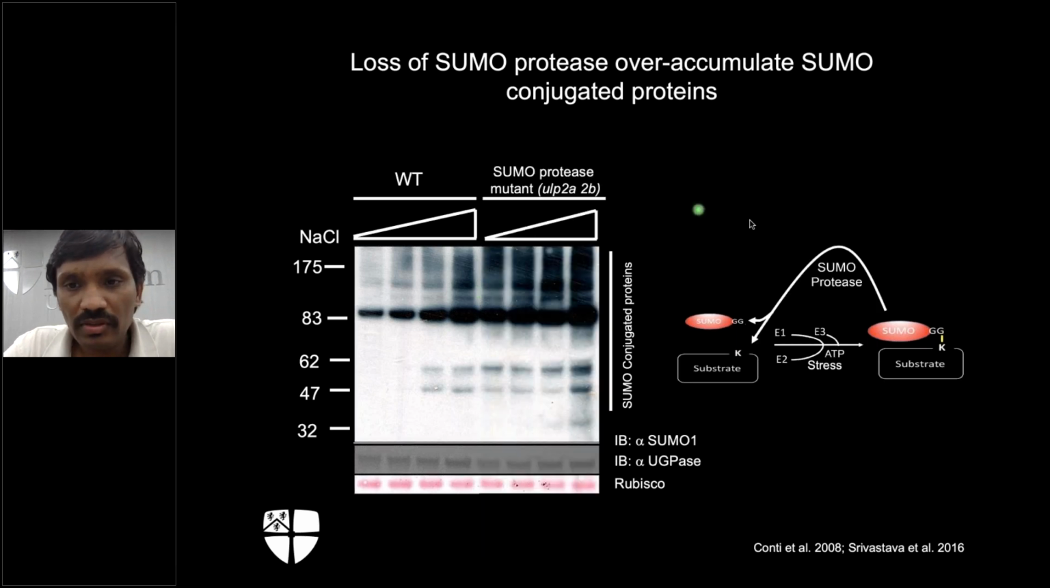But as soon as SUMO protease is there in wild type to cleave off SUMO, but once you have the SUMO protease mutant, you can see, even without stress, an equal level of SUMO conjugation in the absence of SUMO protease. Loss of function showed that if you don't have SUMO protease, you can see SUMO conjugation in the sample without any stress. And as soon as you start increasing the concentration of salt or stress, you see more conjugation of SUMO, and that's how we detect SUMO conjugation and deconjugation.